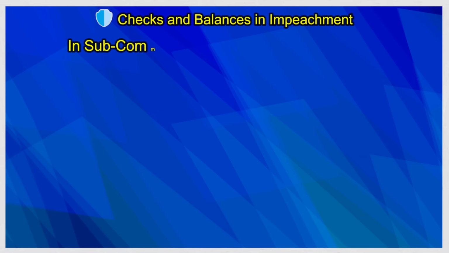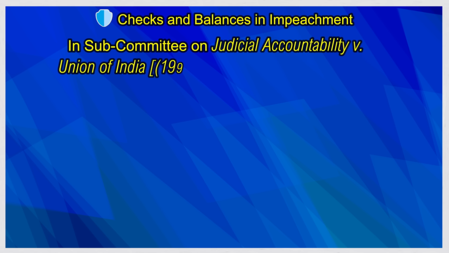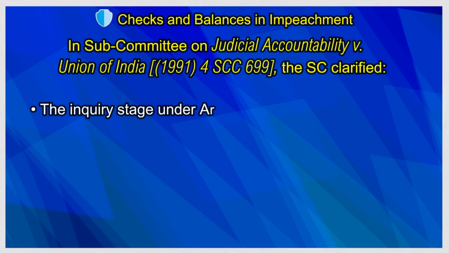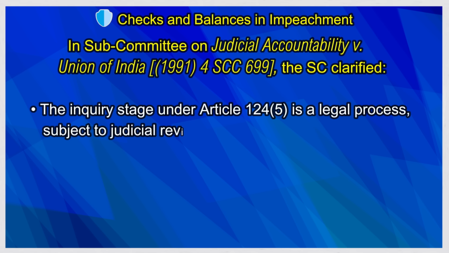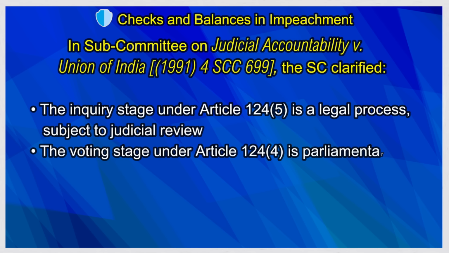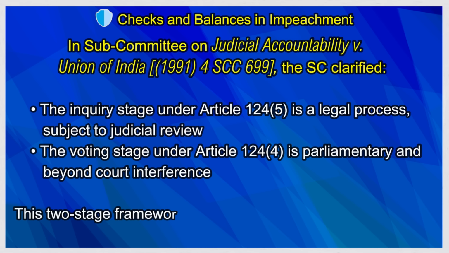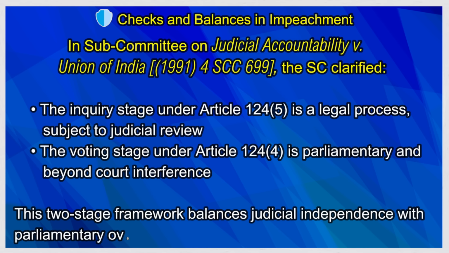Now, let us examine the system of checks and balances. In Subcommittee on Judicial Accountability versus Union of India, 1991, the Supreme Court clarified that the inquiry stage under Article 124(5) is a legal process and is subject to judicial review. The voting stage under Article 124(4) is a parliamentary process and it is beyond the court's interference. The two-stage framework balances judicial independence with parliamentary oversight, ensuring that neither branch overreaches.